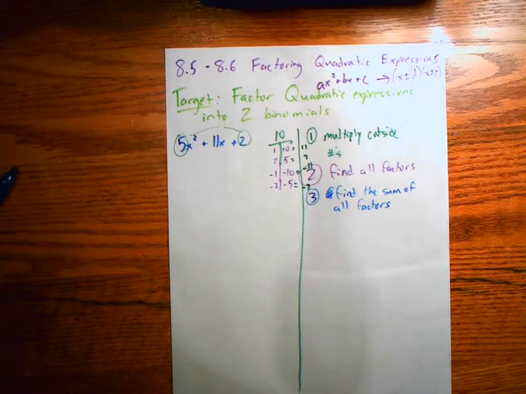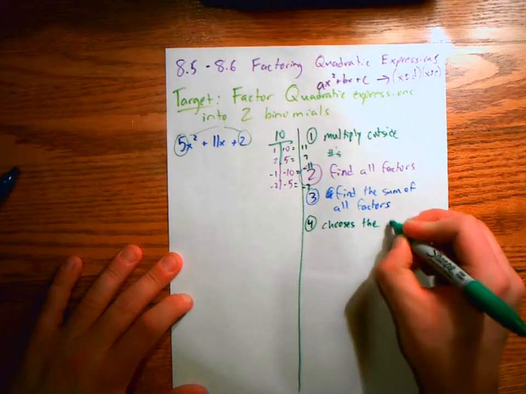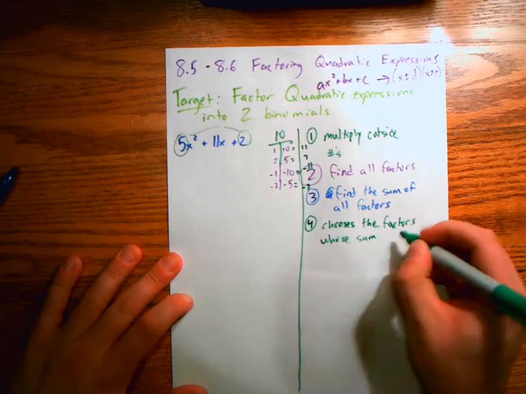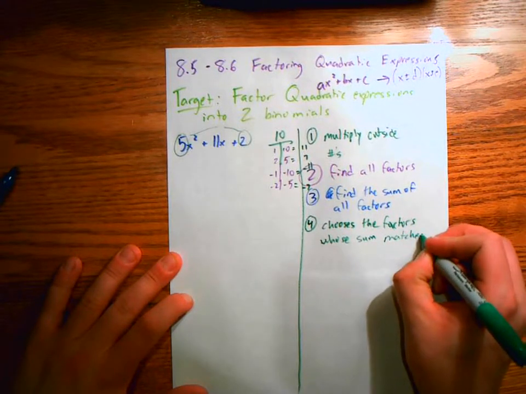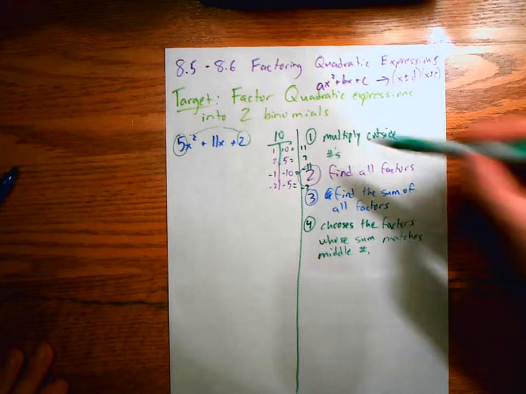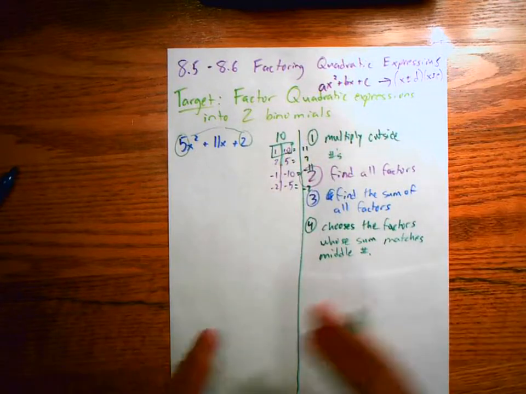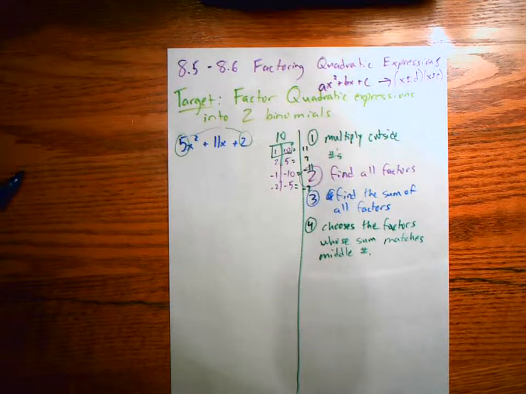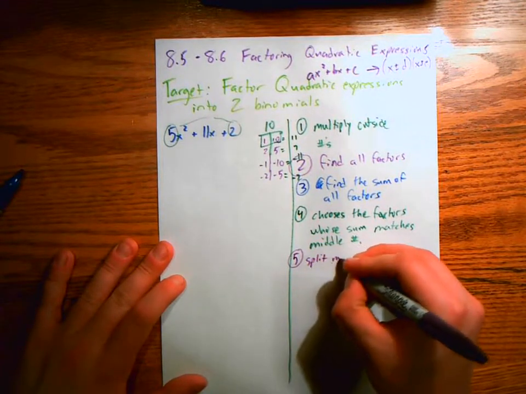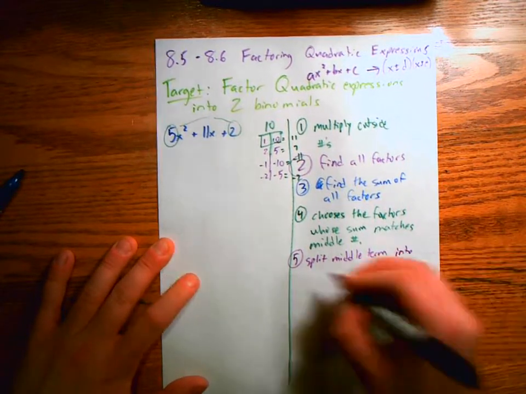Now after we've found all those sums, we need to choose the factors whose sum matches the middle number, or matches your b term. So our first sum is 11, and that matches up with this 11 term, so we're going to be using the factors 1 and 10. And that's going on to the next step, which is to split the middle number or the middle term, because we're going to be including our x, into the two factors chosen.